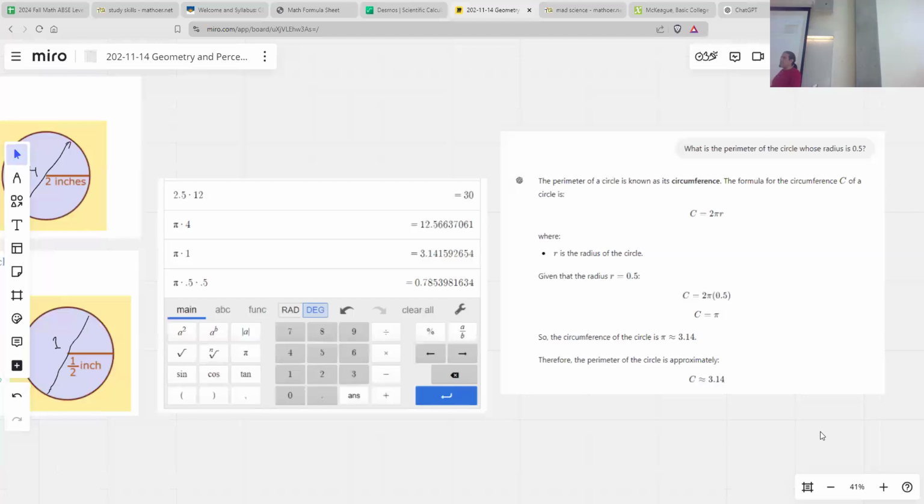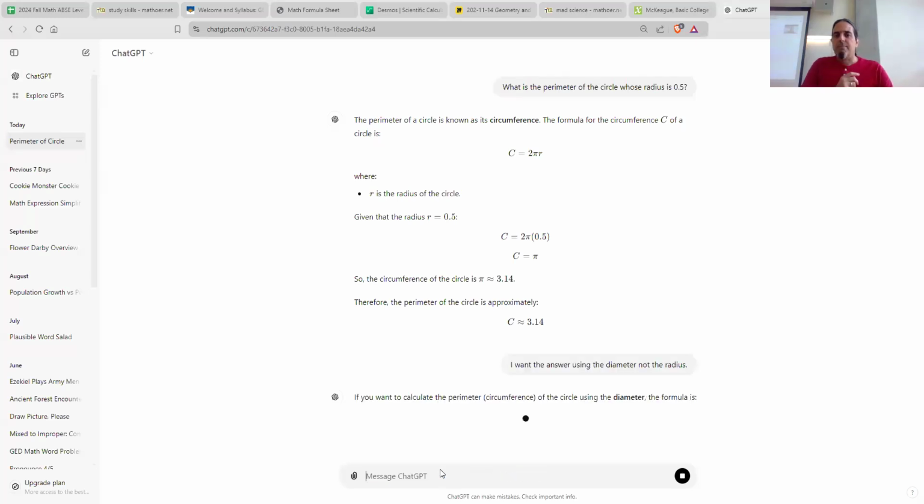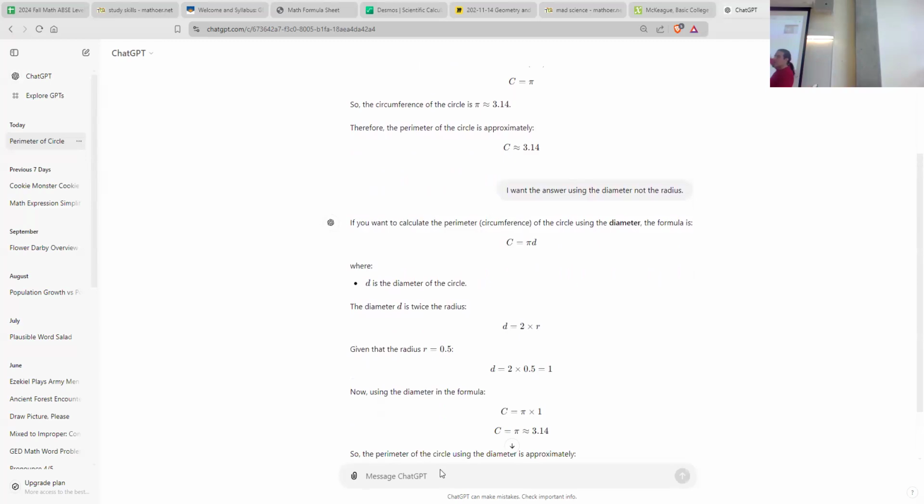Maybe that helps you, maybe it doesn't. Most people like studying with real people more than studying with ChatGPT. But if work and busyness and stuff means you can't actually get to a study group, this might be the best thing. And remember, with the large language models, you can fuss at them. So I can say at the bottom next that I want the answer using the diameter, not the radius. Ah, there we go. This looks more like what I was doing.